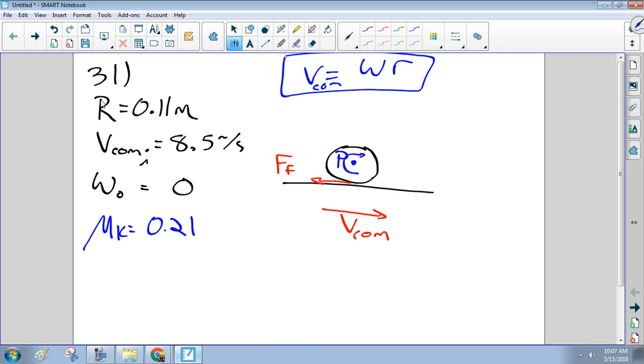When speed v center of mass has decreased enough and angular speed omega has increased enough, the ball stops sliding and then rolls smoothly. So part A says, what then is v center of mass in terms of omega? I think that's what they're looking for there for part A.